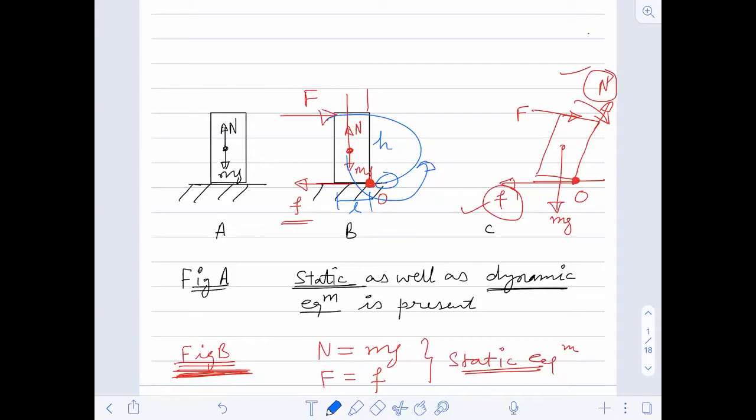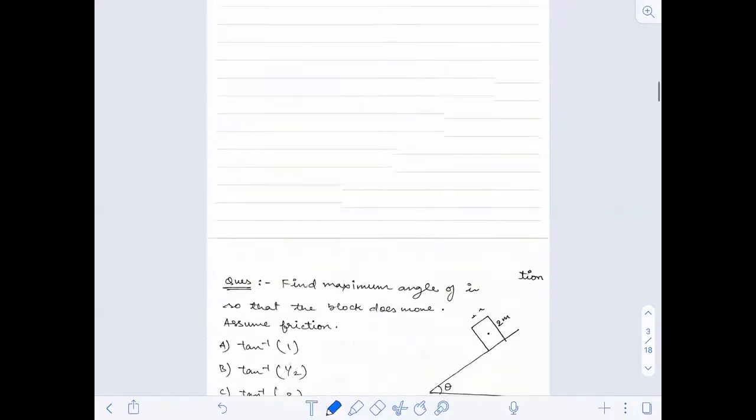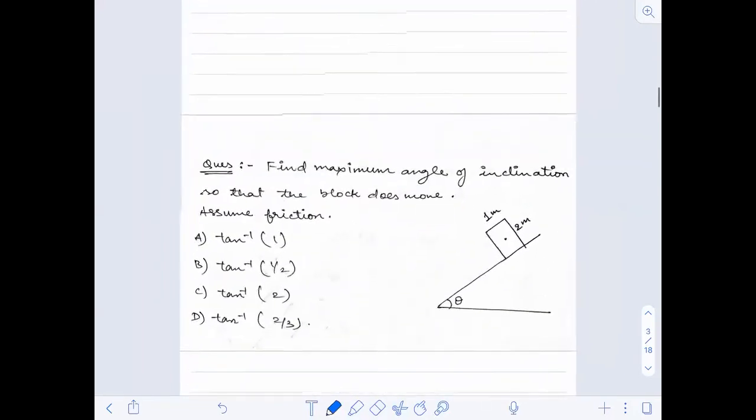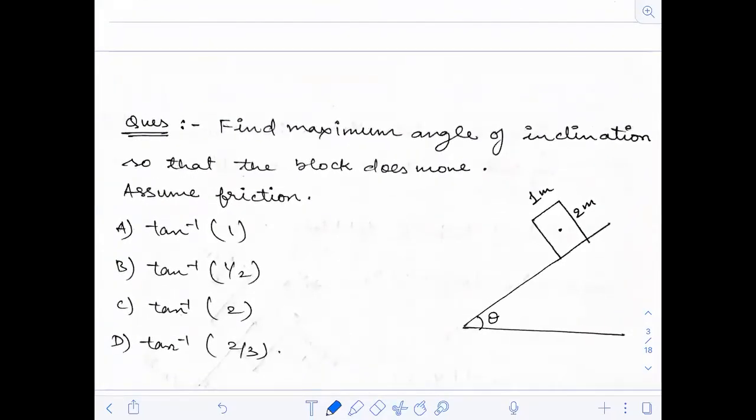So this was all about the theory of toppling. I'm not going into the detailed analysis of this. So I'll ask you to solve this question that is on your screen. I want everybody to answer. Find the maximum angle of inclination so that the block does not move.